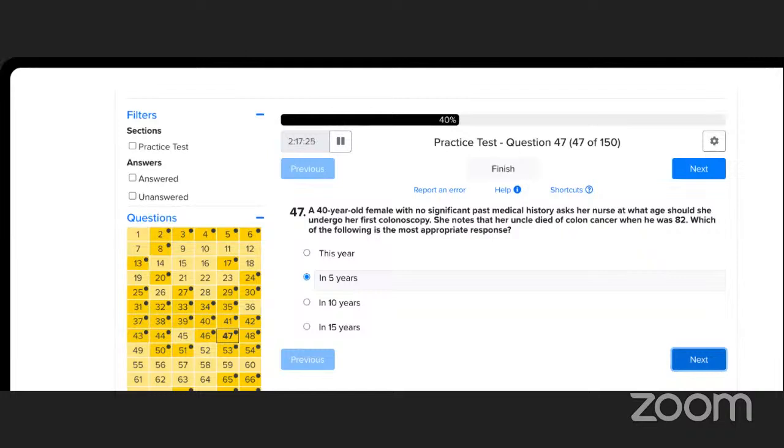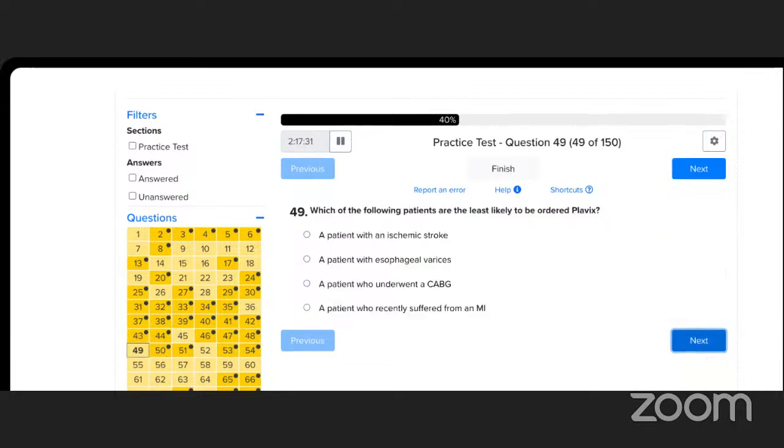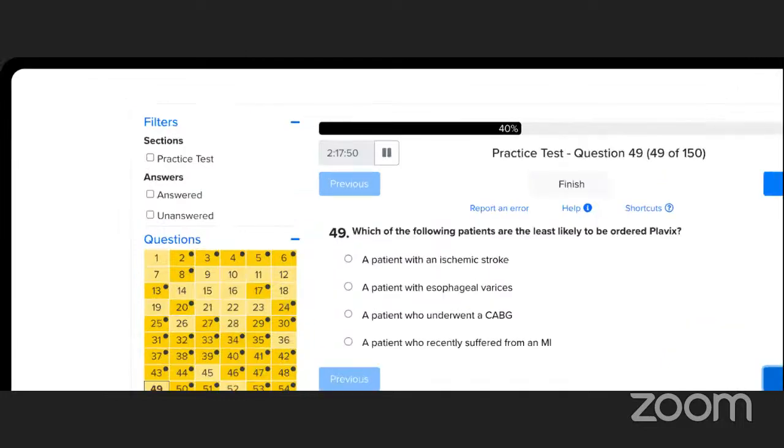So our goal today is to go through at least 50 questions. Which of the following patients are the least likely to be ordered Plavix? So now we're on question 49. Which of the following patients is least likely to be ordered Plavix? So think about what Plavix does.